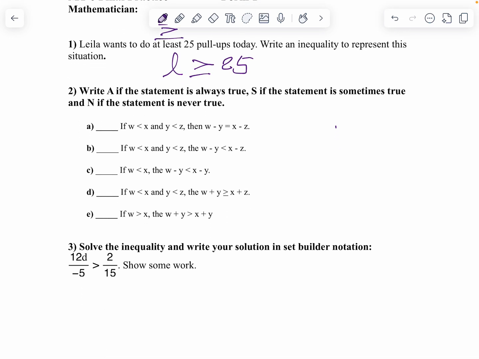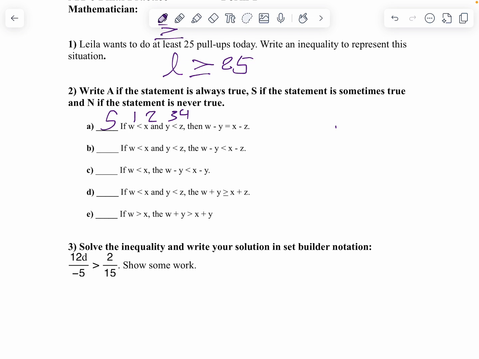Now, if we take a look at the second one, I'm going to start with W is less than X, and I know Y is less than Z. Will there ever be a time where they're equal? I can definitely see in most cases they're not equal. But yes, there will be some times where I could get an equation out of that. For example, 1, 2, 3, and 4. They would be equal there, wouldn't they? So that's sometimes.